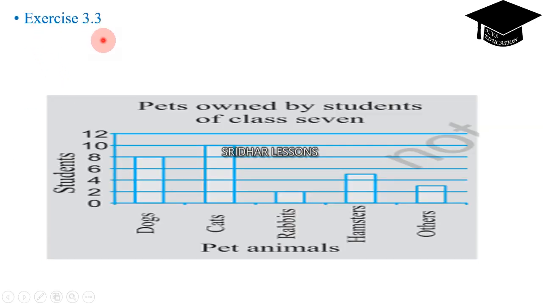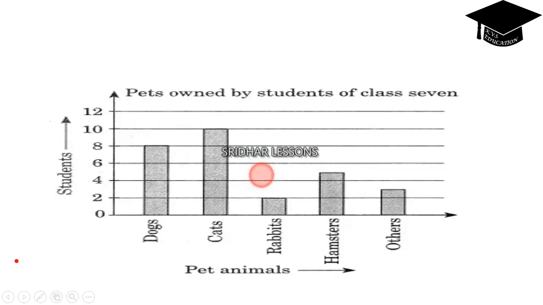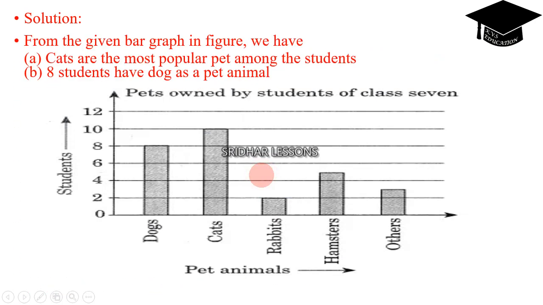Exercise 3.3. Question number 1. Using the bar graph, this is the bar graph, answer the following questions. Which is the most popular pet? How many students have a dog as a pet? We can observe this bar graph carefully and give the answer. So the solution is, this is the bar graph given by the textbook.